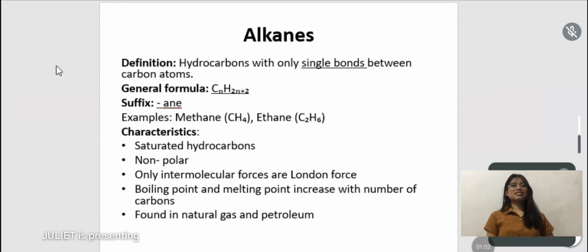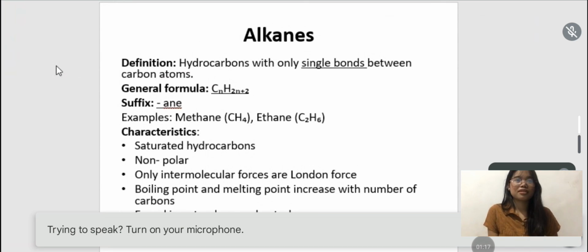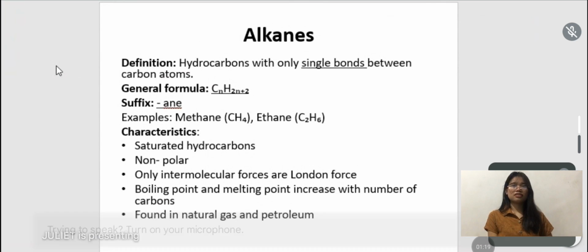First is alkanes. Hydrocarbons with only single bonds between carbon atoms. General formula: CnH2n+2, the number of carbons, and the number of hydrogen is 2n plus 2. Suffix: -ane. Examples: methane, CH4, and ethane, C2H6.